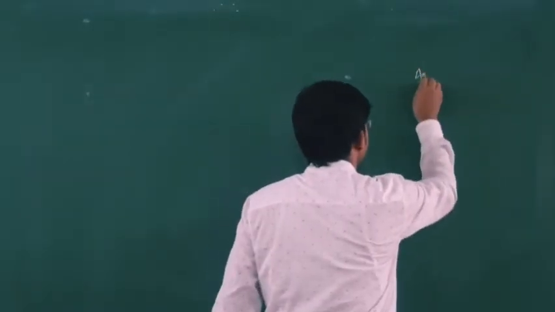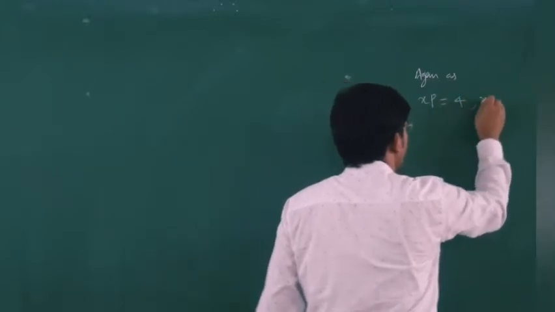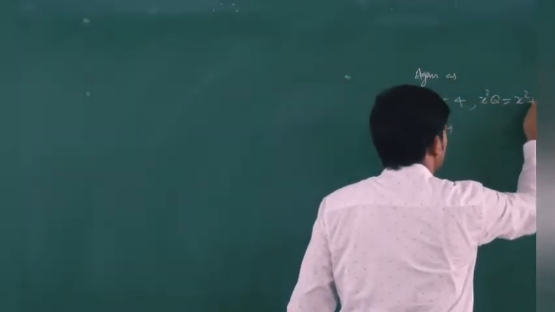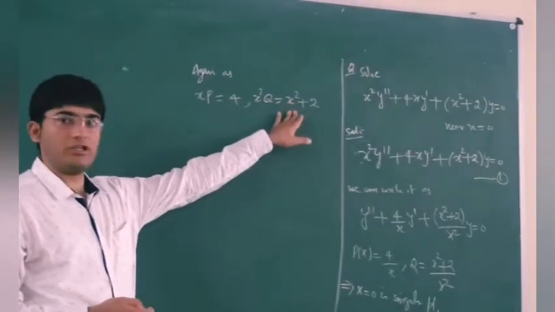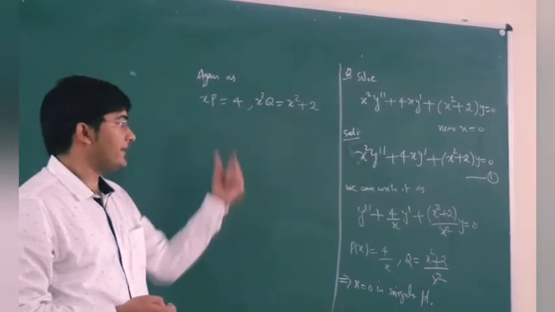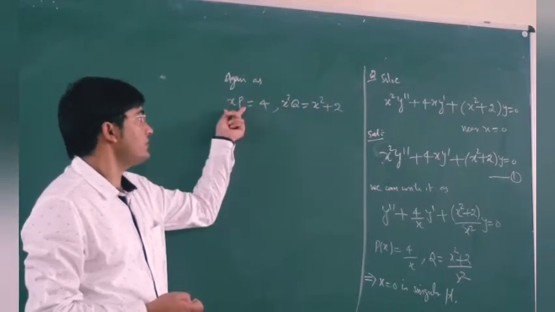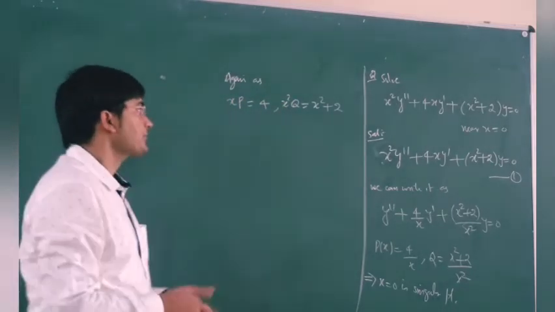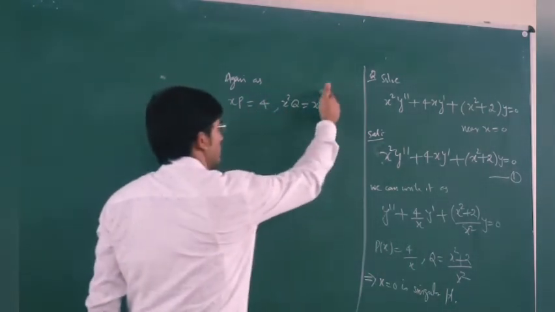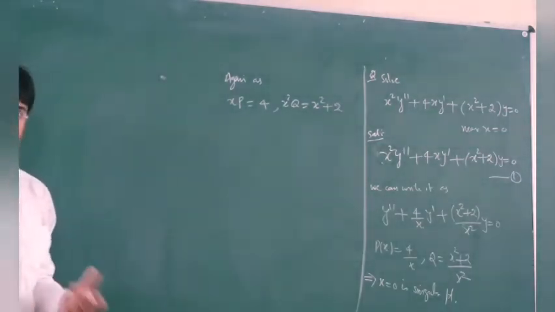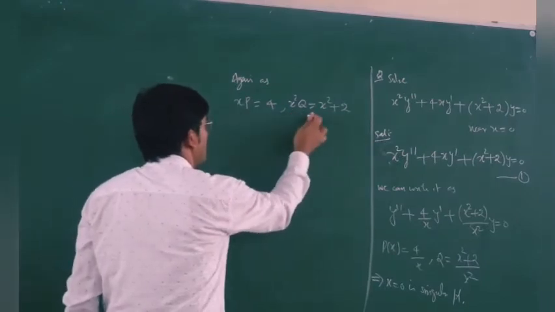Again, x into p is equal to 4, x square into q equal to x square plus 2. Now both right hand sides are differentiable at x equal to 0. So we can say that at x equal to 0, the functions xp and x square q are differentiable. As the differentiation of 4 is 0, and the differentiation of x square plus 2 is 2x, and at x equal to 0 they are finite. So we can say that xp and x square q are analytic.